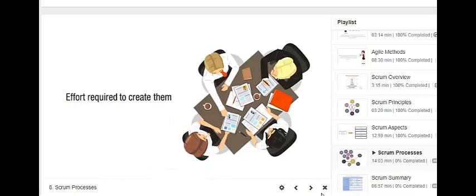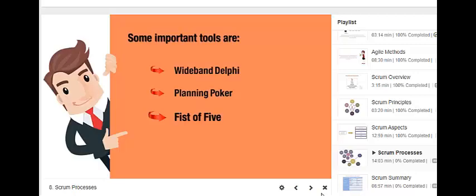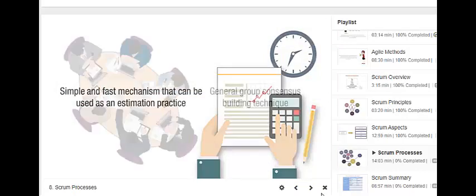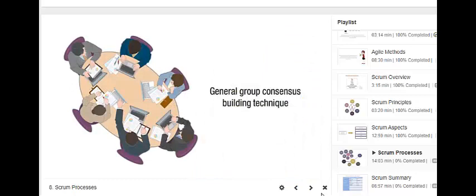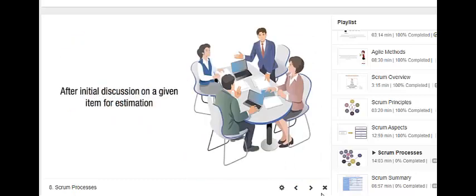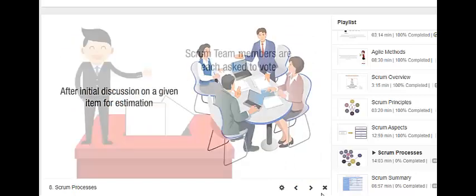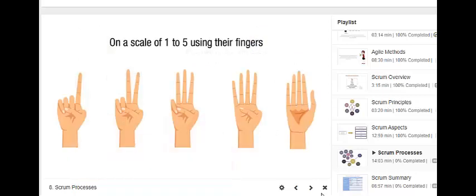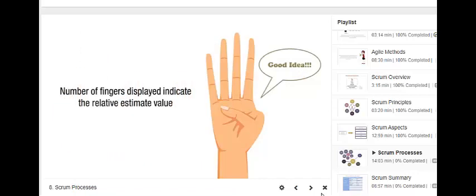create them. Next technique is Fist of Five. It is a simple and fast mechanism that can be used as an estimation practice as well as a general group consensus building technique. After initial discussion on a given item for estimation, the Scrum team members are each asked to vote on a scale of 1 to 5 using their fingers. Used as an estimation tool, the number of fingers displayed indicate the relative estimation value.